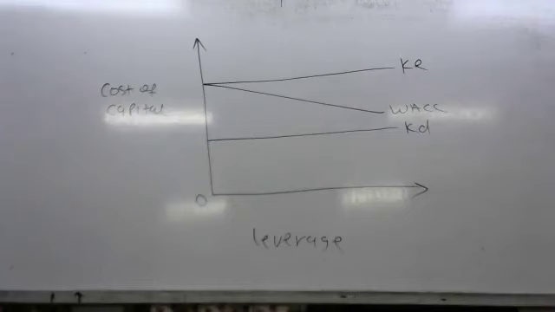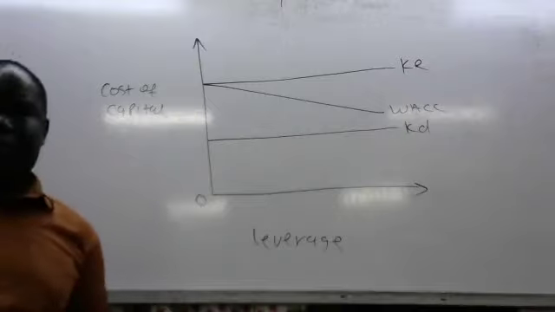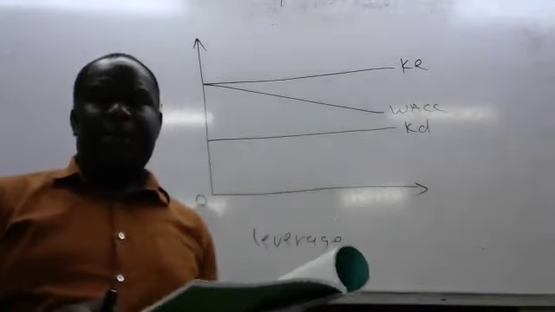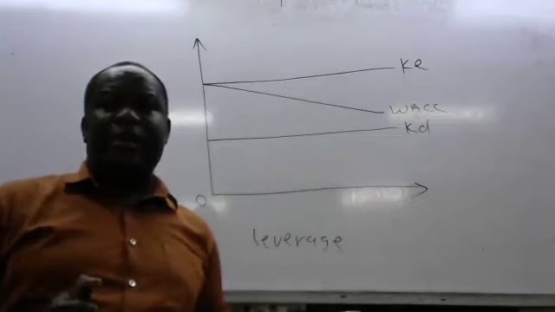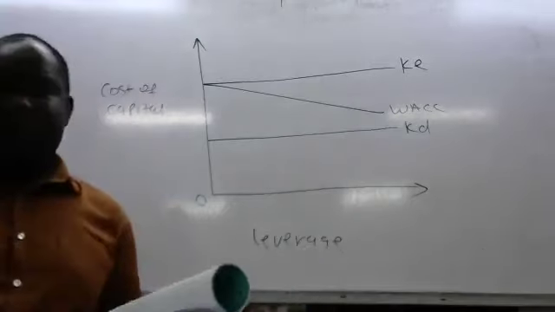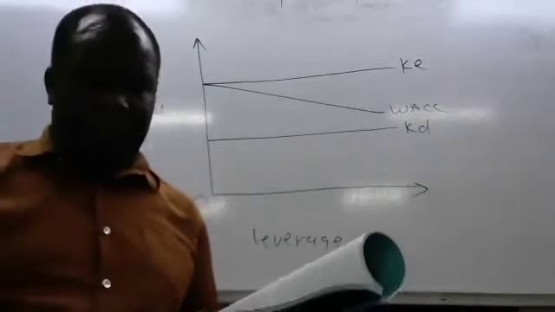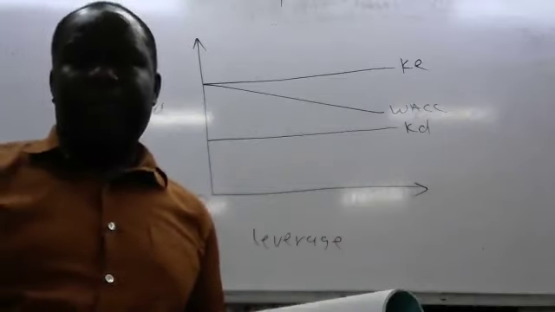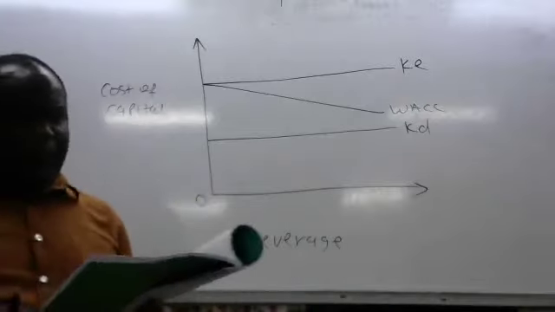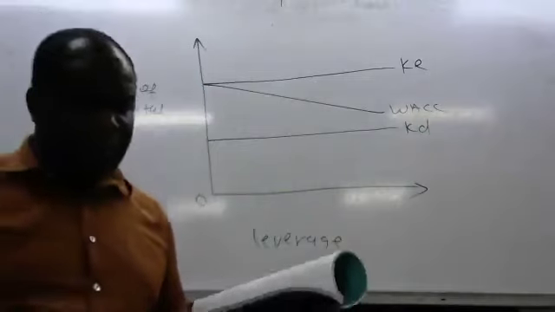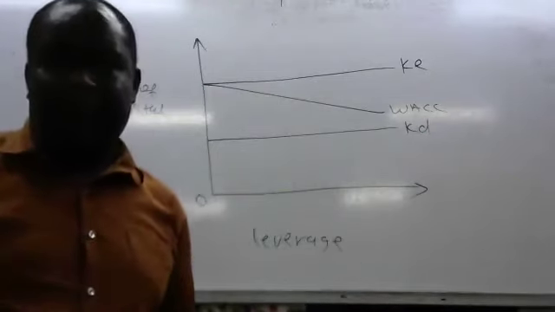So we can now add there a paragraph that the theory concluded that there is optimal capital structure, where WACC is minimum and the value of the company is maximum.